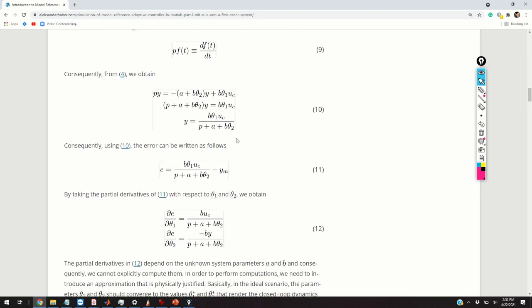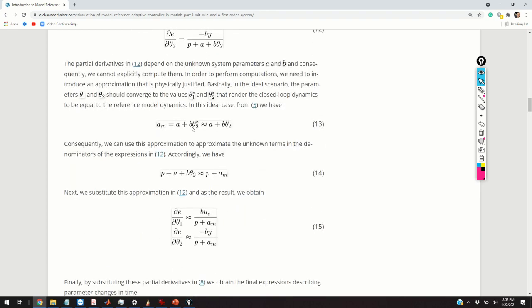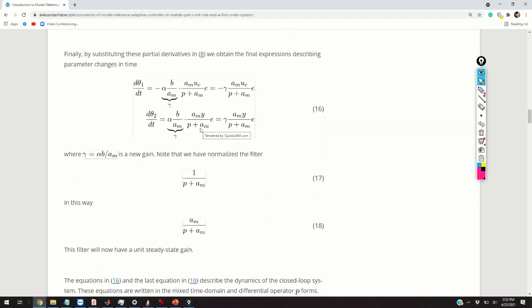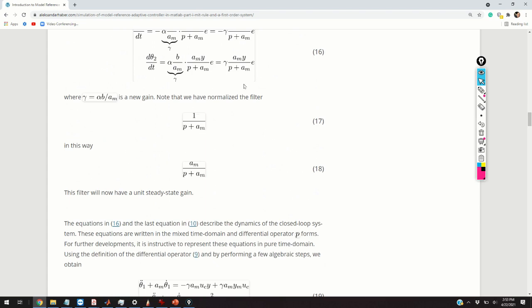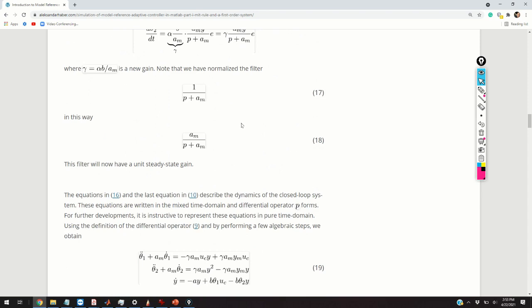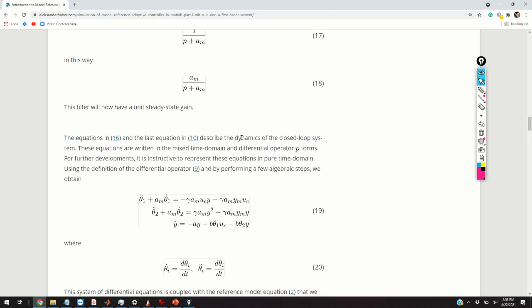Equation 10, its form over here, describes the plant's dynamics. So equations 16 and 10 specify the dynamics of the closed loop system. These equations are written in the mixed time domain and differential operator p forms. So in order to simulate these two equations, we need to convert them to a pure time domain, and we need to write a state space model.